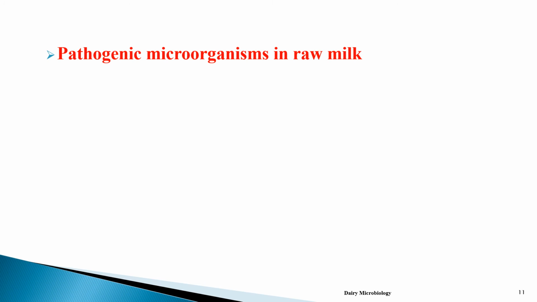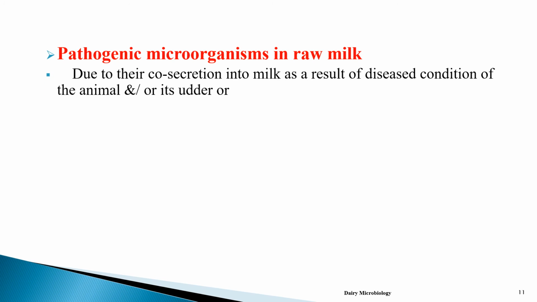Pathogenic microorganisms in raw milk. These pathogens come into raw milk through different sources. If the mammal is suffering from any disease, then it will act as a source of that particular pathogen. So the mammal secretes this pathogen into the milk and causes infection to the consumer who consumes that particular milk.